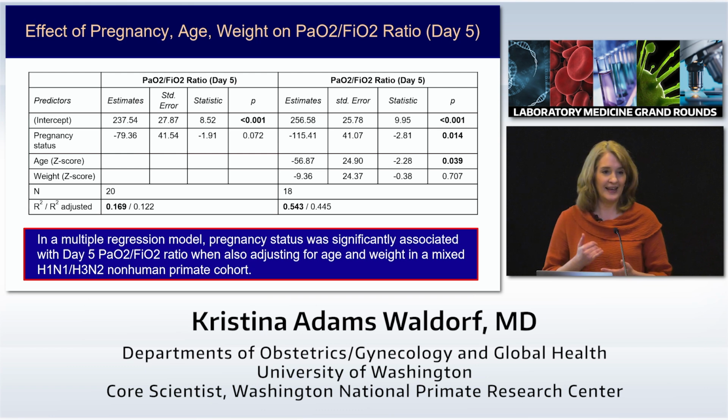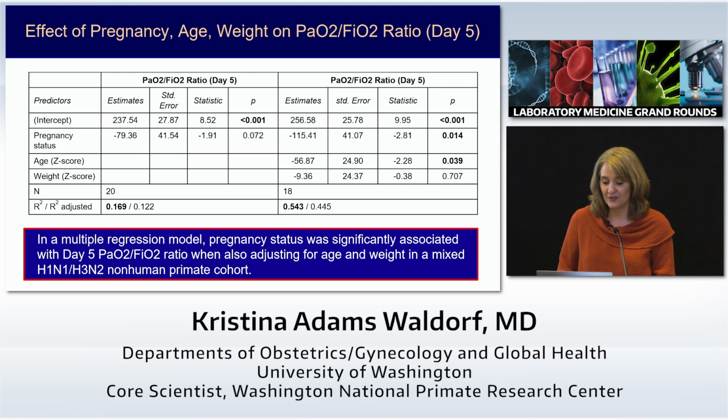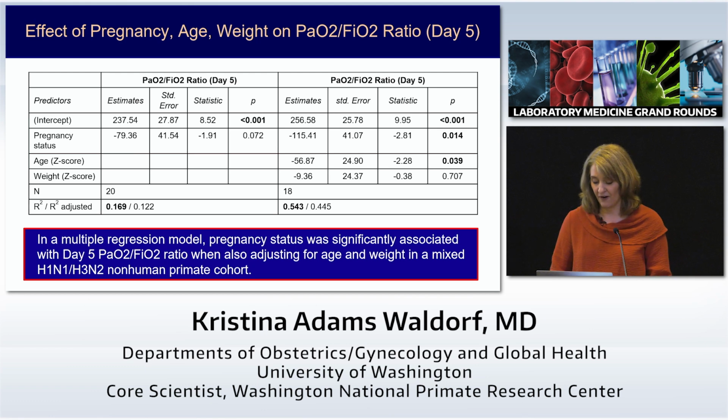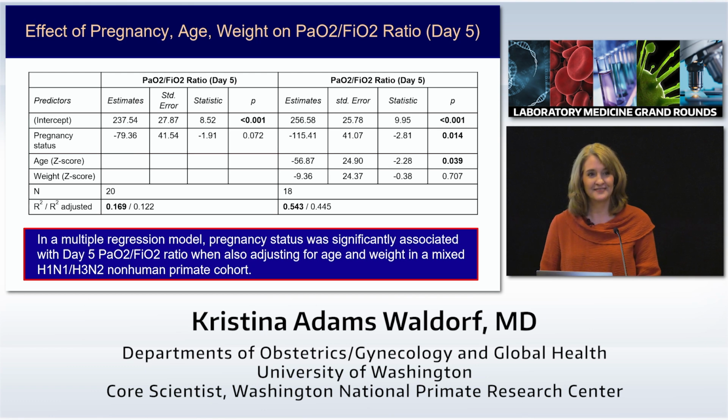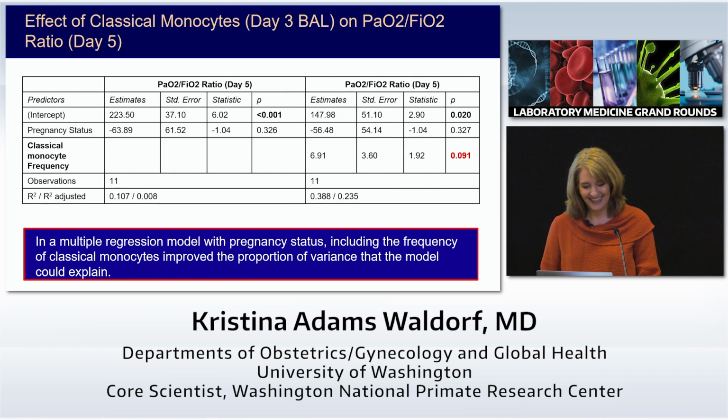If we added age of the animal and weight of the animal, since we know that obese individuals have more severe disease, suddenly that explained more of the proportion of variance in the model, to about 54%. In this model, pregnancy was significant and age was significant. Both age and weight are correlated with each other, unfortunately.